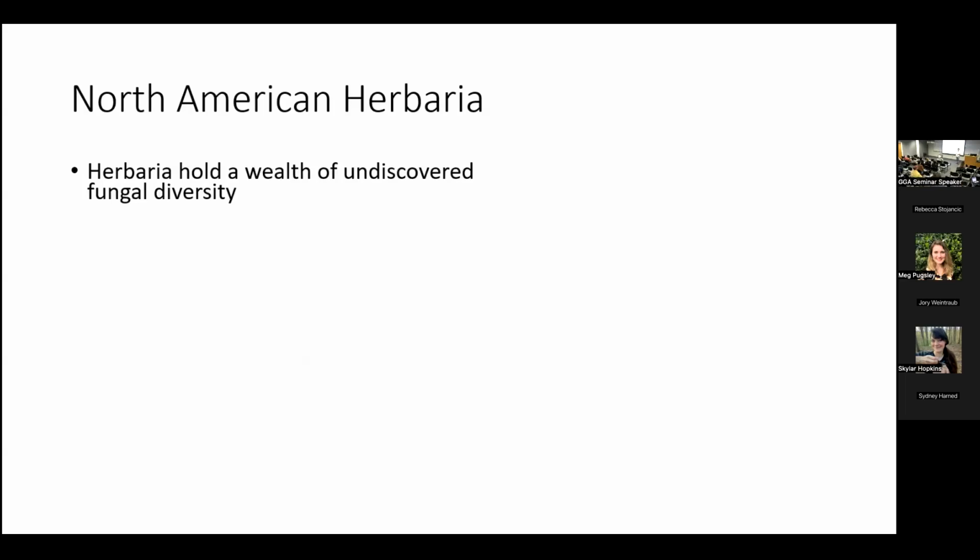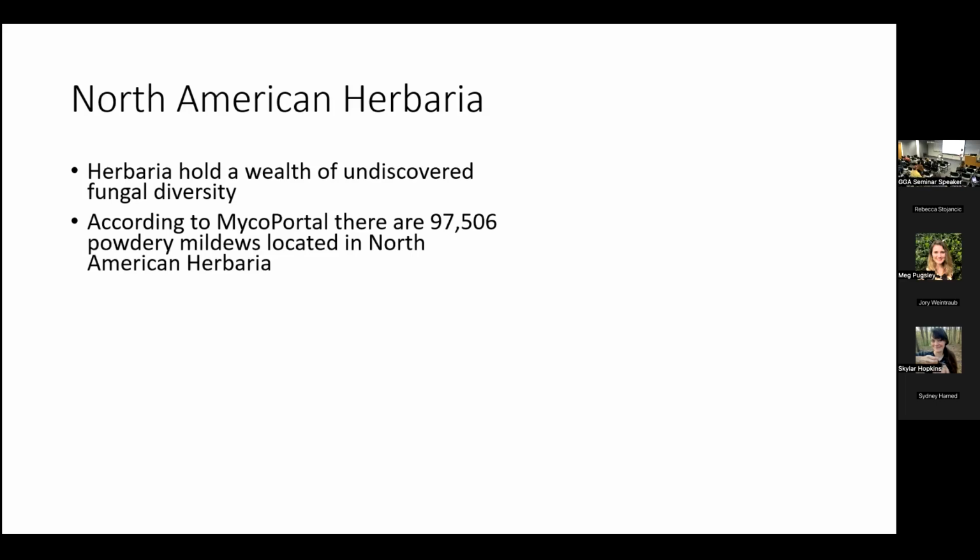And I realized with my PhD that it was pretty easy to take a worldwide approach when you have these herbaria specimens available to you. I could not leave my office now and tell you about specimens all throughout the world and look at their genetics. So we're getting better and better at sequencing. So just within North American herbaria, Mycoportal is our big database. We found that there's 97,506 powdery mildews. So these are collected all throughout North America and all throughout the world.